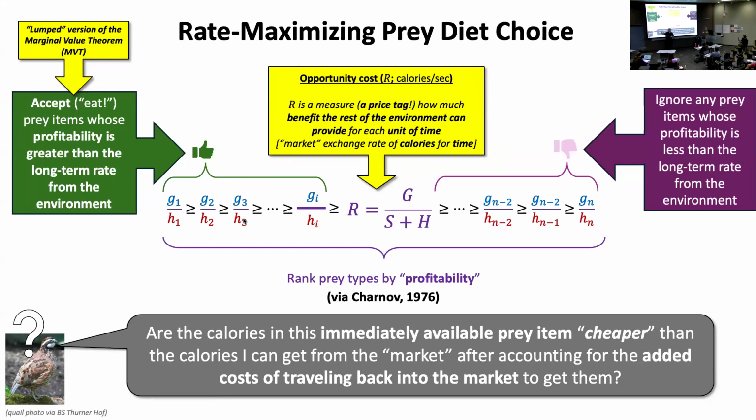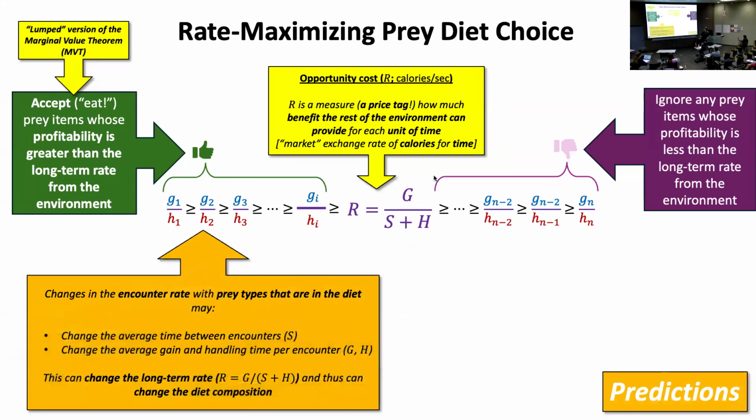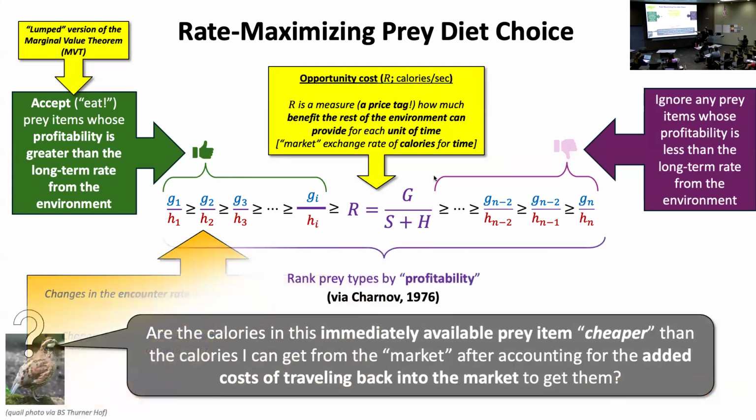This is a similar idea, but it's not how long am I staying in a patch, it's which prey items do I take? And I'm saying that I take every prey item that has a better return than the long-term environment. Once I get to prey items that have a similar return, the next one down, I'll ignore it. I'll stop there. I don't eat those prey because it's better for me to search than to eat those prey. So, yeah, questions about that before we go on and talk about the predictions here. Let's see how it tests.